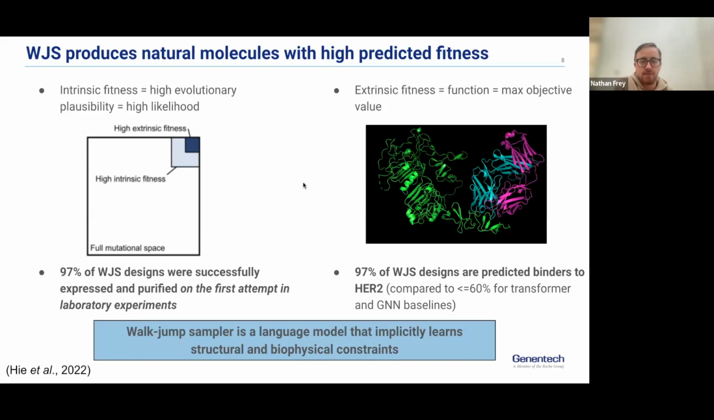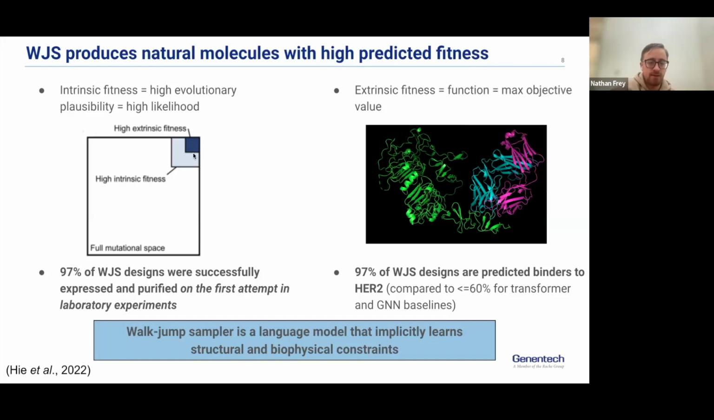So yeah, that's a challenge for autoregressive methods. Okay. Then you have this line up here: extrinsic fitness equals function equals max objective value. What did you want to say about that?